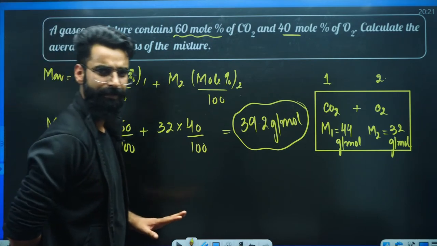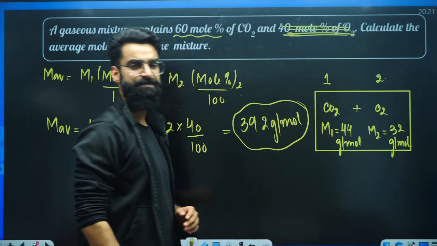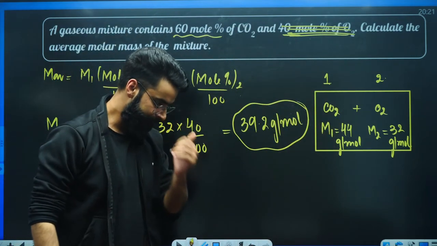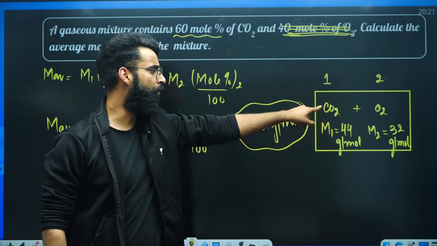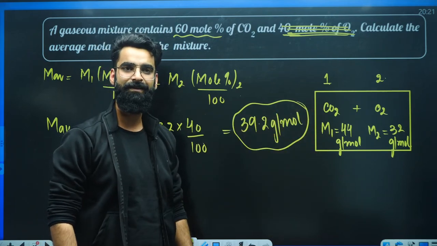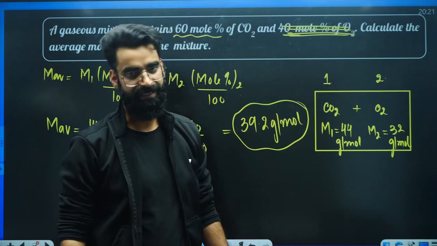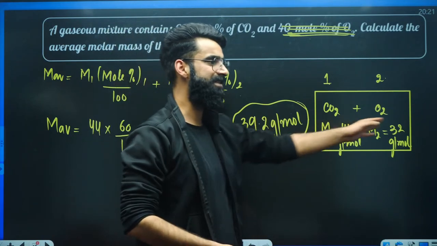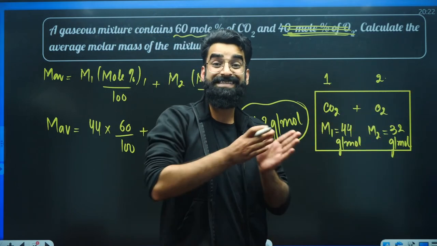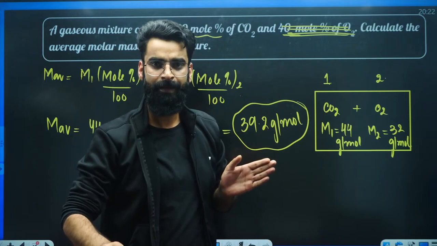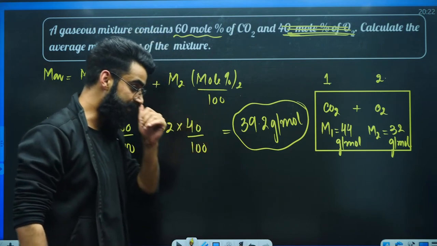By the way, if this part was not given in the question, if the question was like this: a mixture contains carbon dioxide and oxygen in which mole percentage of carbon dioxide is 60, and it was not mentioned what the mole percentage of oxygen is. Then directly we know the sum of mole percentage is always 100, right? If this is 60, the other one has to be 40. The way sum of mole fractions is 1, in the similar way, the sum of mole percentage is 100. Do keep this in mind as well.